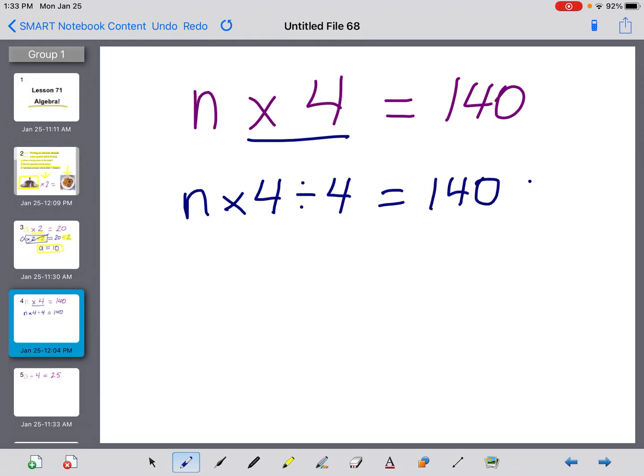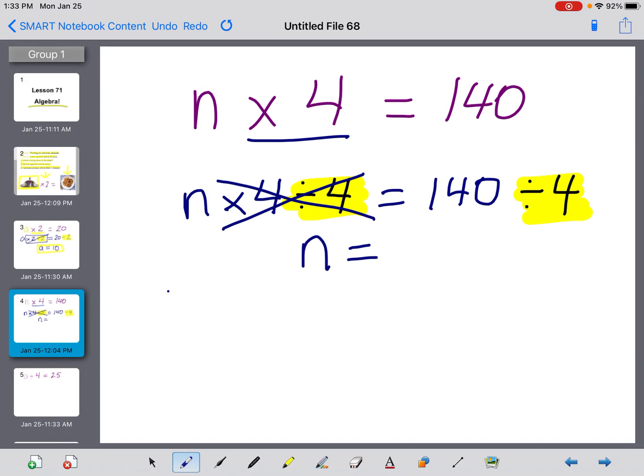And we need to do the opposite thing to both sides. So I need to divide that by 4 as well. Okay, so doing the opposite thing to both sides. Then all you have to do is calculate the answer. Multiplying by 4 and then dividing by 4, those cancel each other out. We end up with just an n. And then you have to do 140 divided by 4.